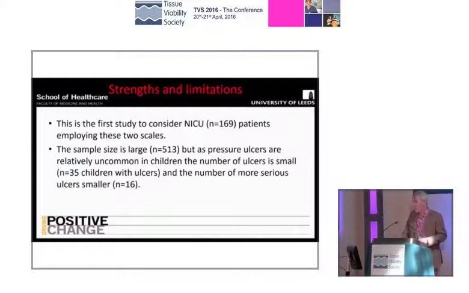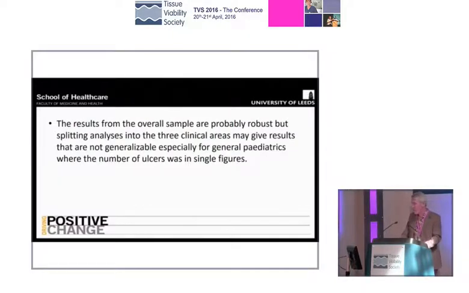But one of the problems is, although we've got a reasonably large sample, the number of pressure ulcers is quite small, which is a good thing, but means for the stats it's difficult to over-interpret what we've found. So the results are probably robust, but we think that probably in general paediatrics, maybe the Braden Q is better, NICU, PICU probably doesn't much matter.